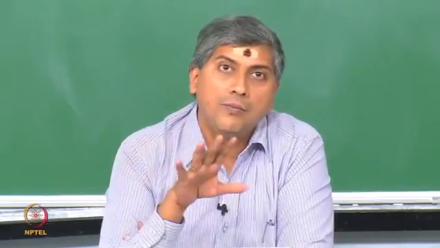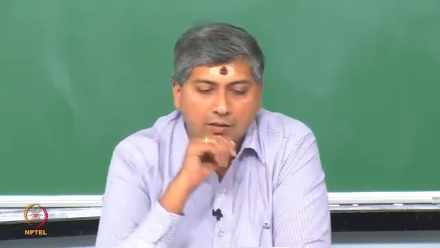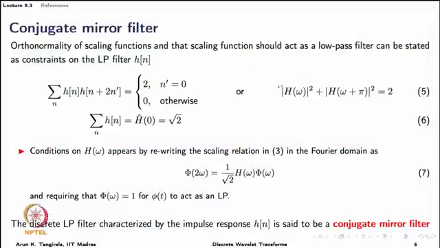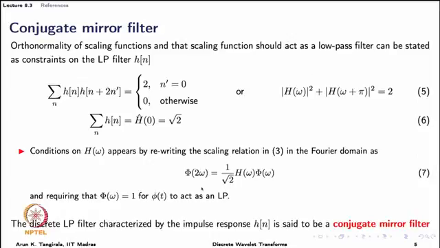What we are looking at now is how constraints on phi of t translate to constraints on H. Now, the constraint here that you see in terms of H of omega for orthonormality of scaling functions can be arrived at by writing the scaling relation that we saw earlier in the Fourier domain. So, this is the scaling relation that we had in the time domain. If I take the Fourier transform on both sides, then I can arrive at equation 7, which is relating the Fourier transforms of the scaling functions.